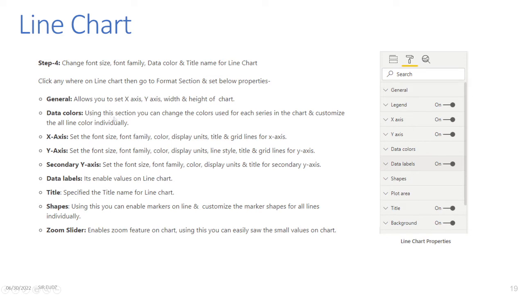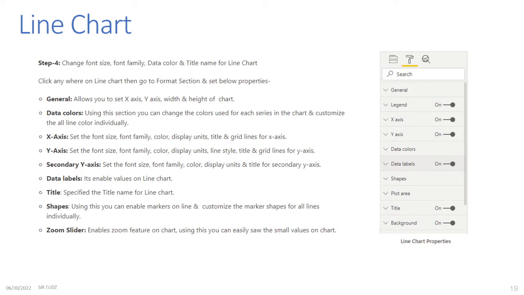Data colors, using this section, you can change the colors used for each series in the chart and customize the line color individually. X-axis, set the font size, font family, color, display units, title, and grid lines for x-axis. Y-axis, set the font size, font family, color, display units, line style, title, and grid lines for y-axis. Secondary y-axis, set the font size, font family, color, display units, and title for secondary y-axis.